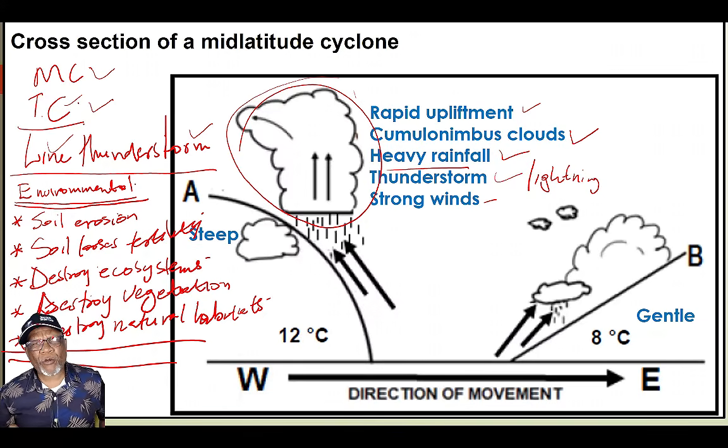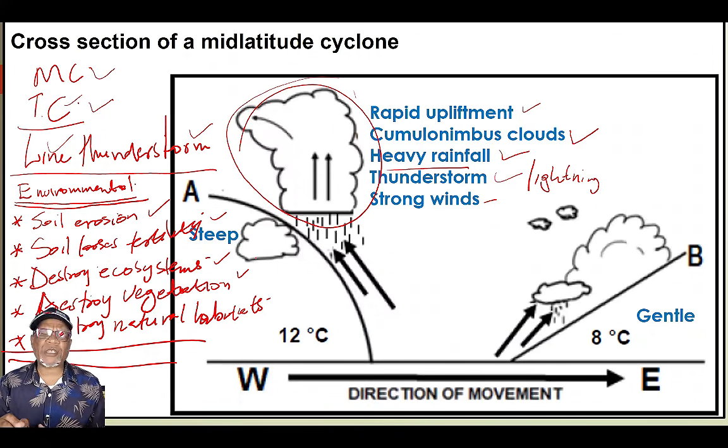It doesn't matter what question or what phenomena will be assessed on Wednesday. If you get a question that says, explain the impact of mid-latitude cyclone on the natural environment, these are the impacts that you give because the clouds are cumulonimbus clouds.